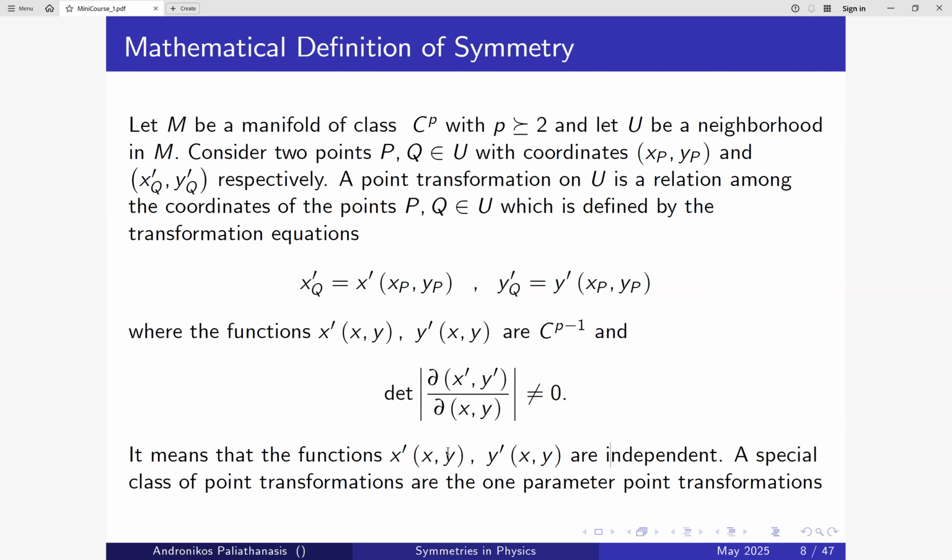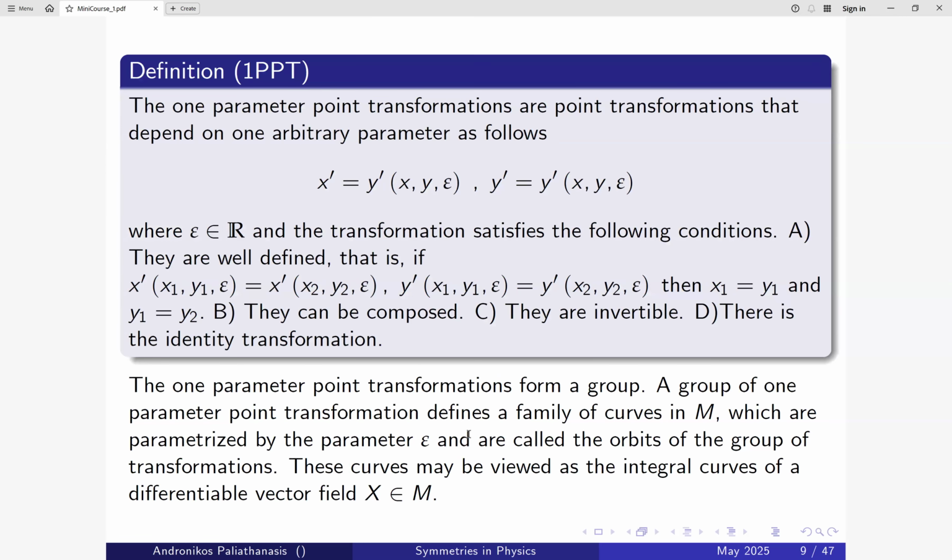A special class of point transformations are the one-parameter point transformations. Which are these transformations? The one-parameter point transformations, 1 PPT, are point transformations that depend on an arbitrary parameter epsilon, a real number, and the transformation satisfies the following conditions. The transformation is well defined, which means that if x prime for point x1, y1 is equal to x prime for point x2, y2, and likewise for y, then necessarily x1 equals x2 and y1 equals y2. There is a typo here, sorry. The transformations can be composed, the transformation is invertible, and there is the identity transformation.